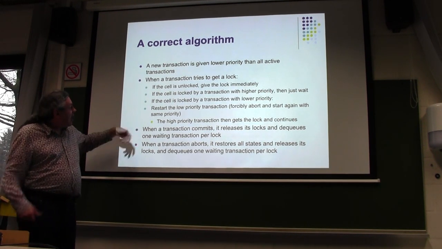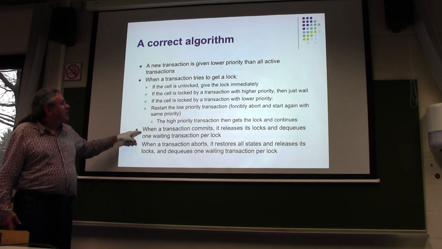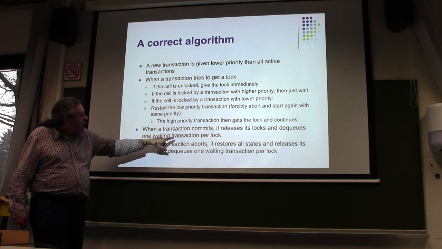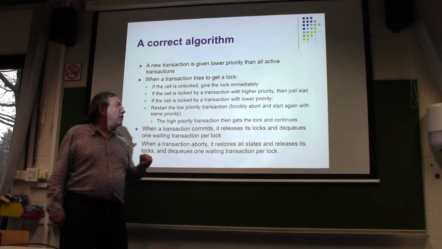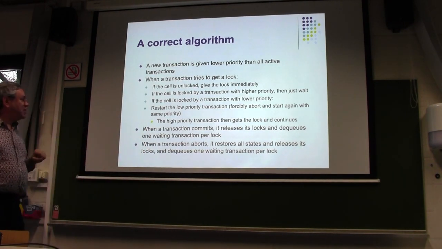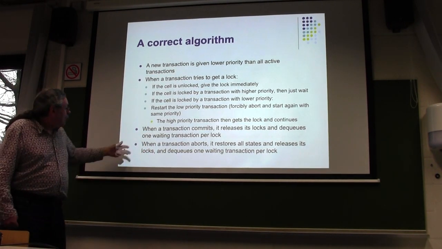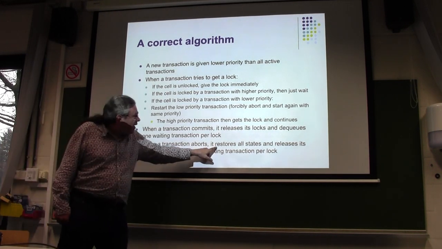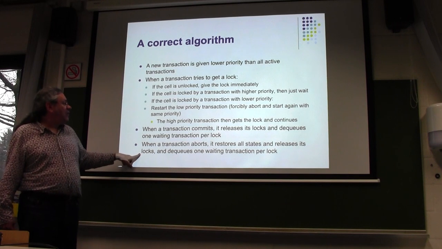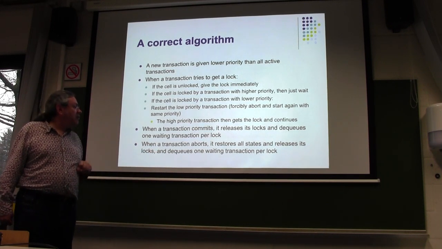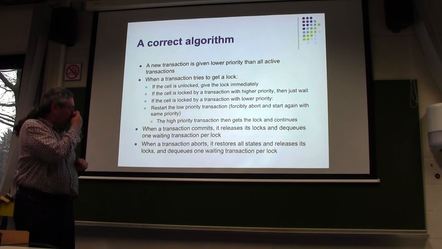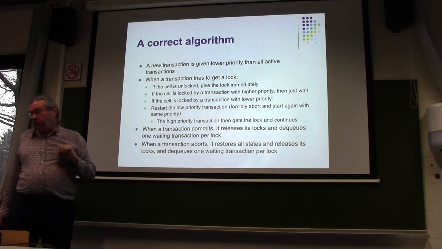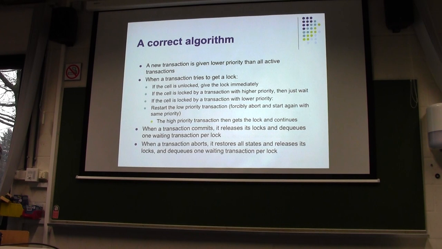And when a transaction, any transaction, commits, it releases all its locks, and then there are waiting transactions on the locks. One waiting transaction is dequeued per lock. When a transaction aborts, it will restore the states and release the locks, okay? And then dequeue one waiting transaction per lock. You see, so basically, the priorities will solve the problem of deadlock.